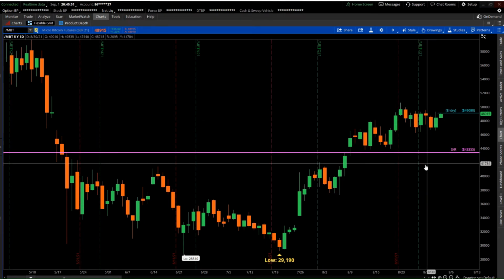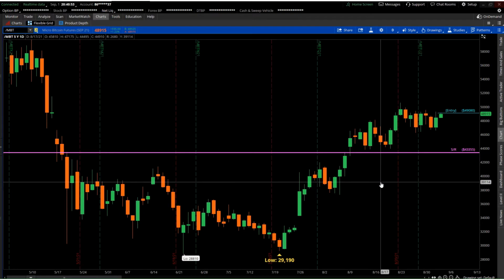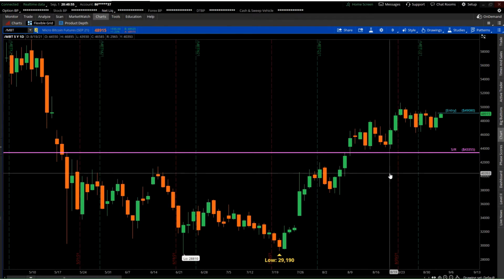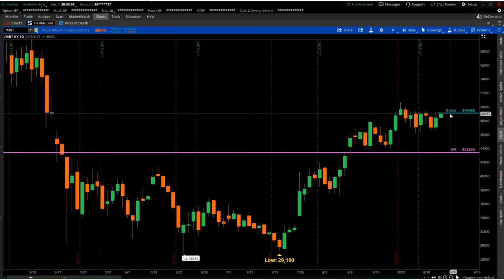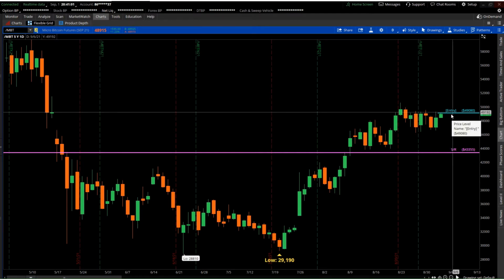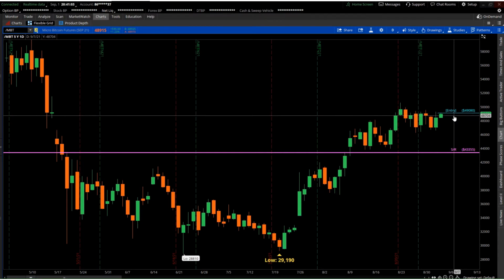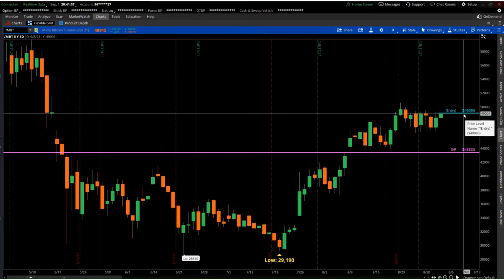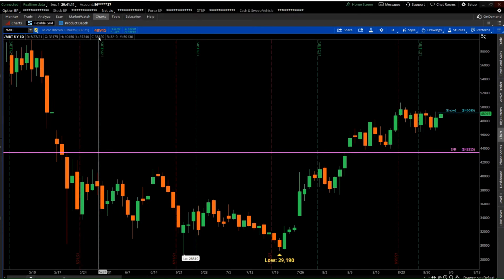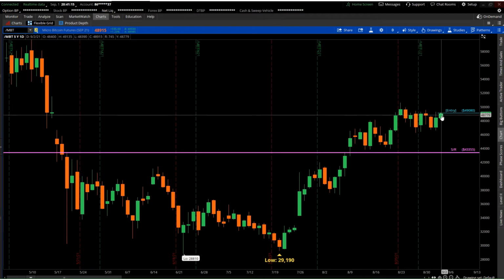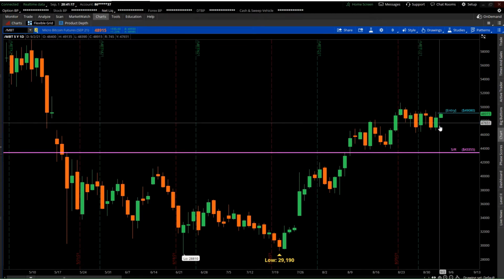So another drawing tool I added is this entry point right here. This is just my visual representation of where my entry was. So I got in at 49,080 and price right now is at 48,915. So it's down since I got into the trade.